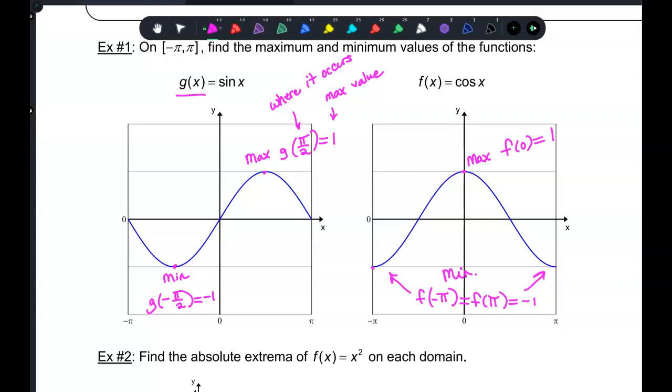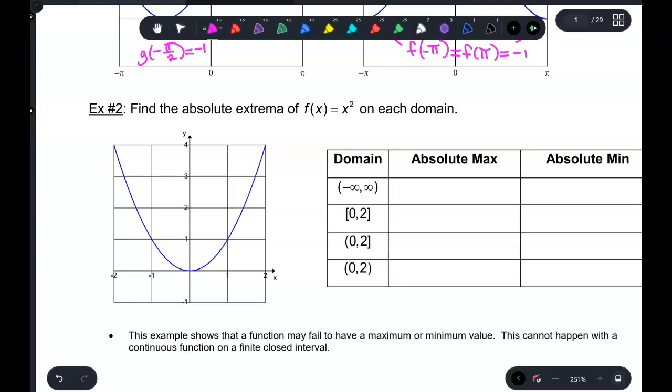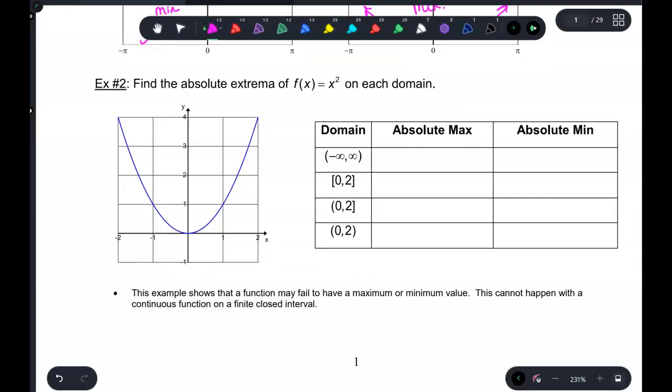So the absolute minimum is the same value, but it just occurs at 2 different locations. Now imagine if this was from negative infinity to infinity, all our maximum and minimum values would be the same. They would just occur at odd multiples of pi over 2 for that, and here, multiples of pi. That's the notation you want to write in.